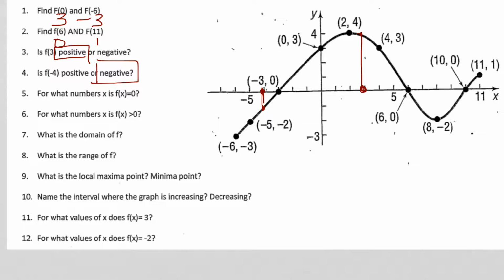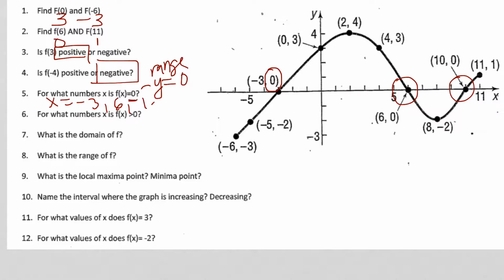How about f of -4? I'm going to -4 right here on the x-axis. They are down below with the negative numbers, so that answer is negative. Okay, for 5, what number is x? So meaning, what are my x values where f of x equals 0? That means where is my y 0? So I'm looking where the graph crosses the axis, where it's 0 for the y. So here's one, here's another one, and here's the third one. So I'm listing the x values, which are -3, 6, and 10.